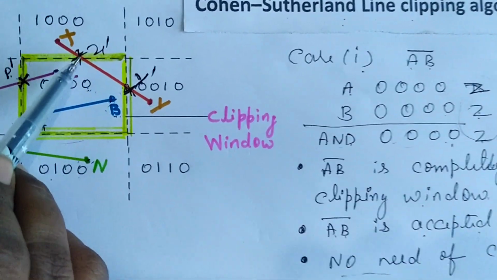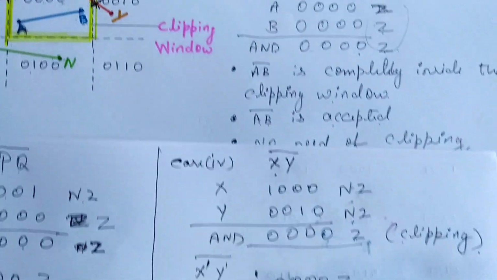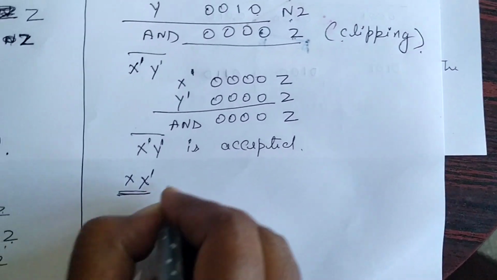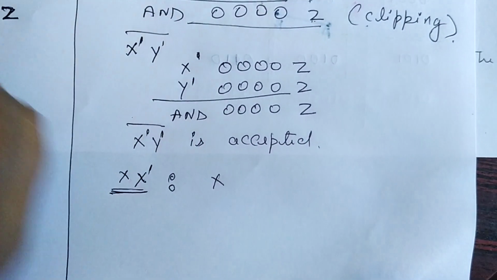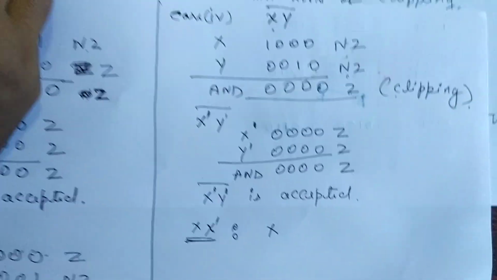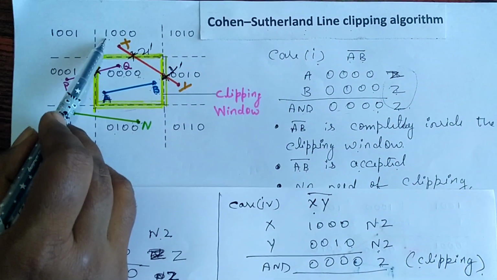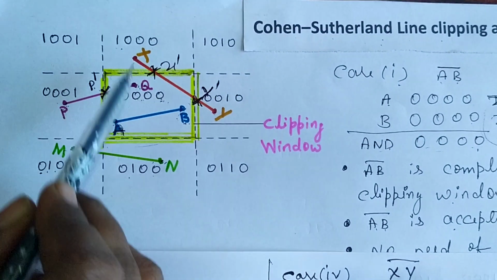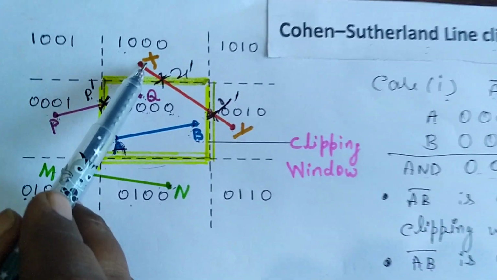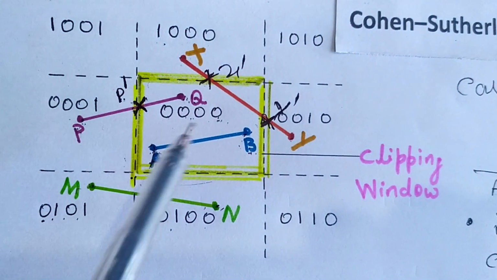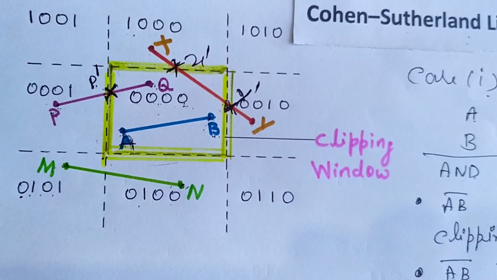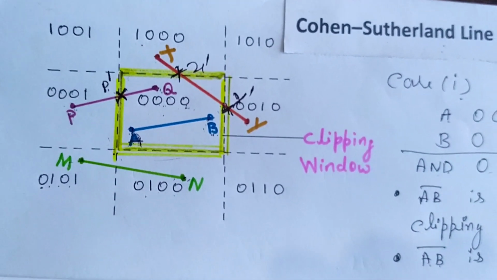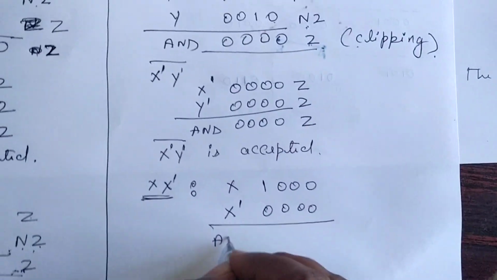Now we'll discuss X and X dash. Line segment X and X dash we will take. In this, X is present in the region code 1, 0, 0 and X dash is present in the region code 0, 0, 0. So we will write these region codes now. X region code will be 1, 0, 0. X dash region code will be 0, 0, 0. So we'll apply the AND operation for this.